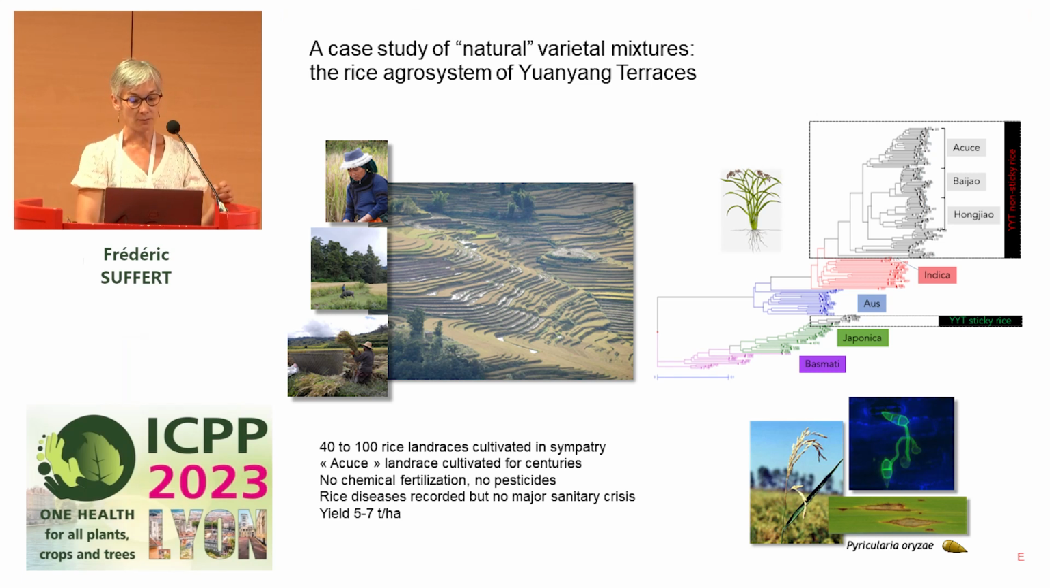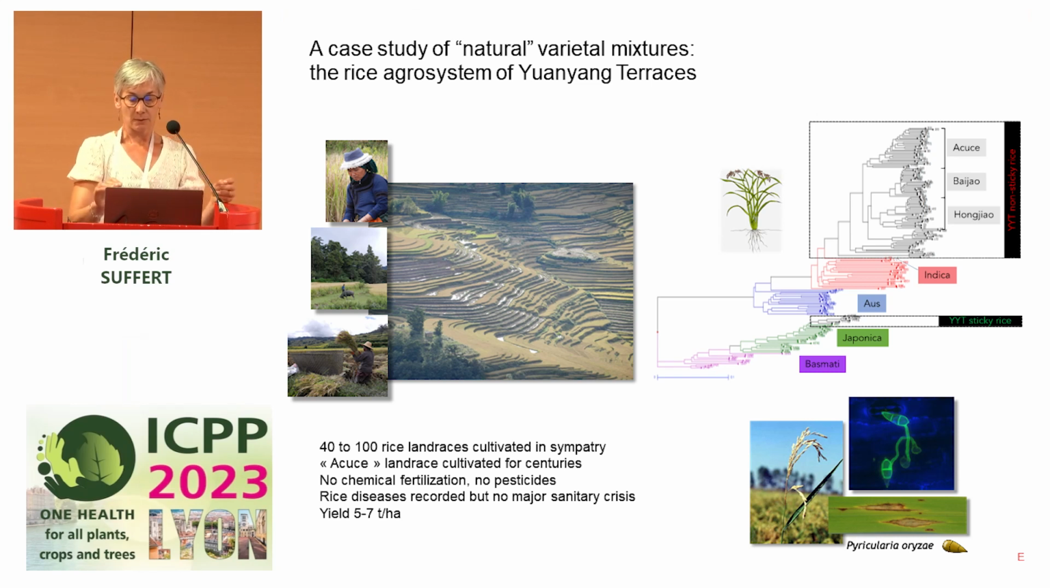There are up to 100 rice landraces that were recorded in the system, and some of them, such as Acuche, have been cultivated for centuries. And there is no chemical fertilization and no pesticides used in the system. Rice diseases are recorded, but no major sanitary crises have been reported.